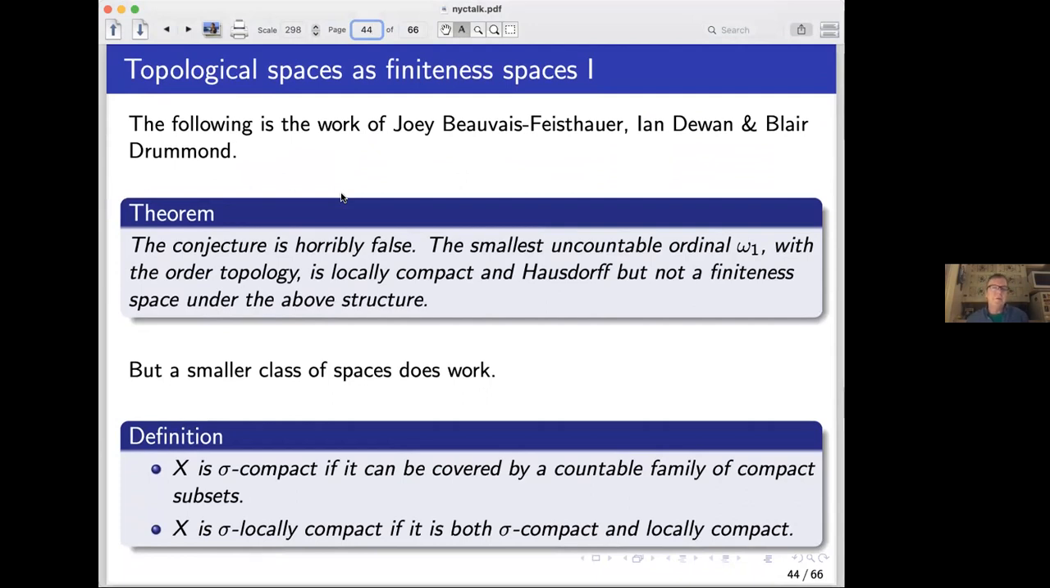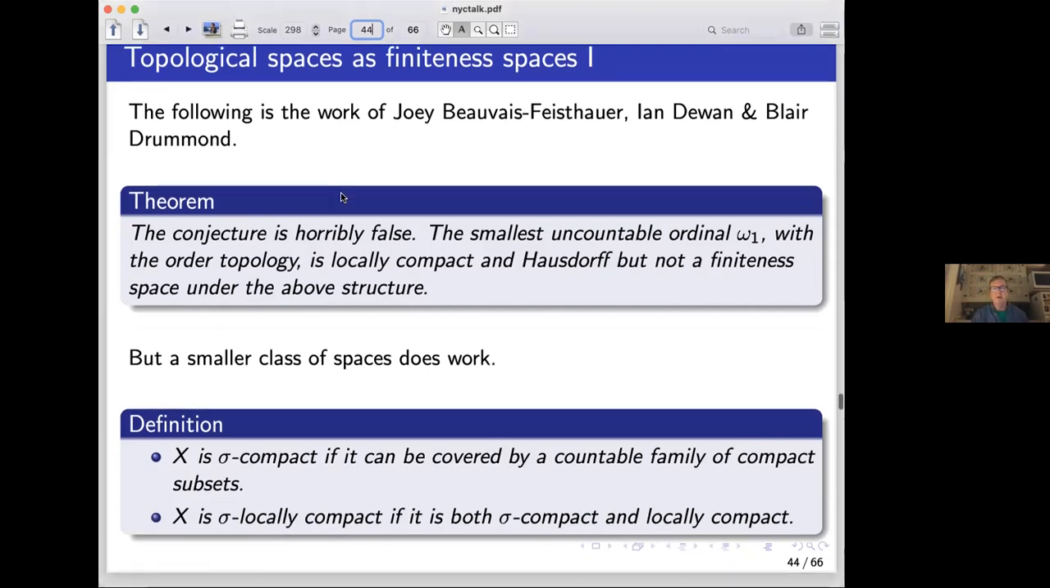The easiest counterexample they came up with is if you take the smallest uncountable ordinal and give it the order topology, then it's locally compact and it's Hausdorff, but it is not a finite space under the above. So that kills that. They did come up with a smaller class of spaces which does work. And I think everybody agrees this is not the best possible result. It's certainly not necessary and sufficient, but it is a pretty good condition.